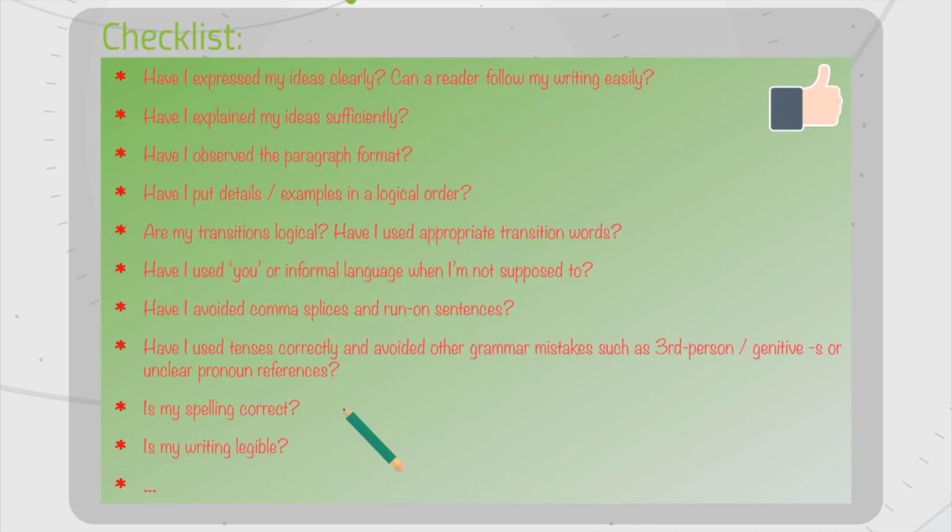This checklist is for you to go through before you consider a piece of formal writing finished. Yes, there are a lot of points here, but if you want to write well, there are a lot of aspects you need to think about and work on. Just don't give up. Ask yourself, have I expressed my ideas clearly? Can a reader follow my writing easily? Have I explained my ideas sufficiently? Have I observed the paragraph format? Have I put details or examples in a logical order? Are my transitions logical? Have I used appropriate transition words?